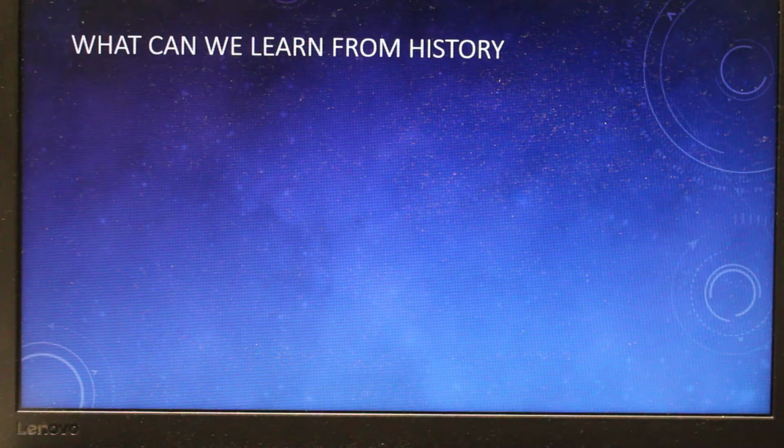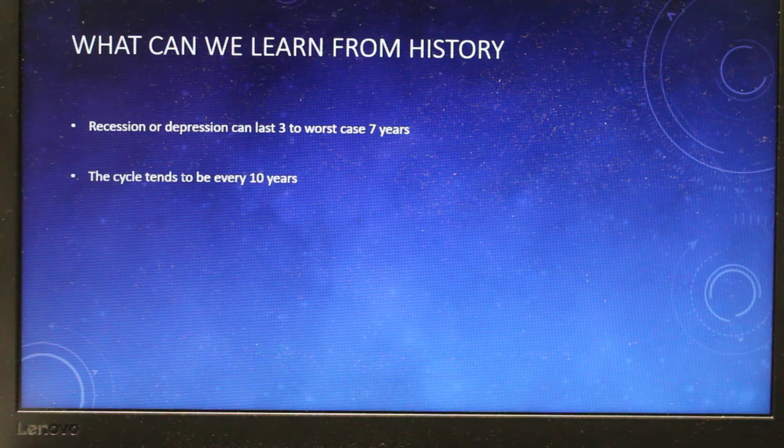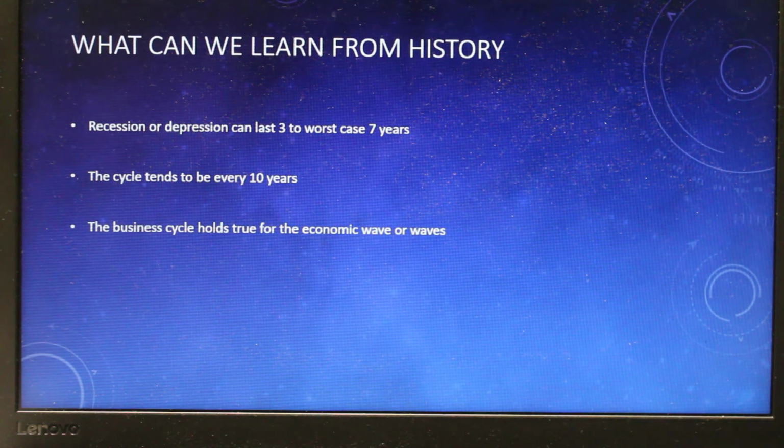What can we learn from history? Here, a recession tends to last for 3 years. In worst cases, it could also last up to 7 years. We can also observe that every 10 years there seems to be a recession or depression. We can also observe that the business cycle holds true, and the economy has a wave, so it goes up and down, up and down. So it's an economic wave.